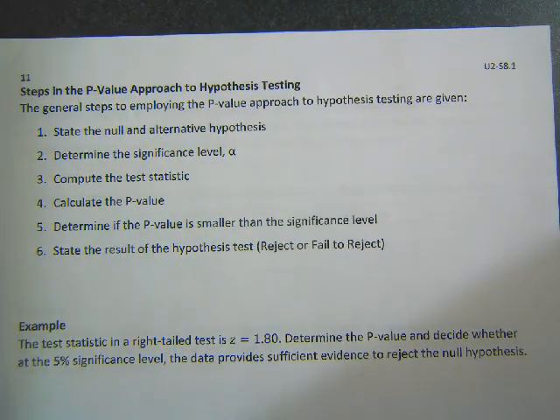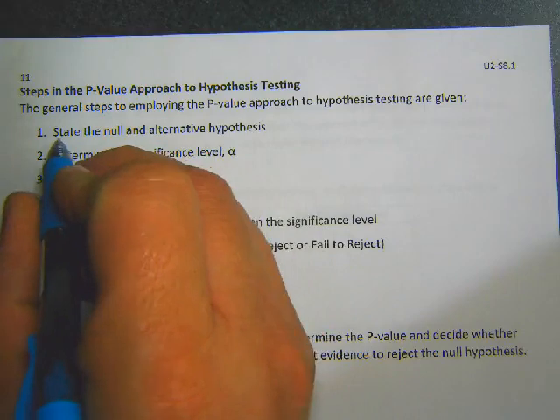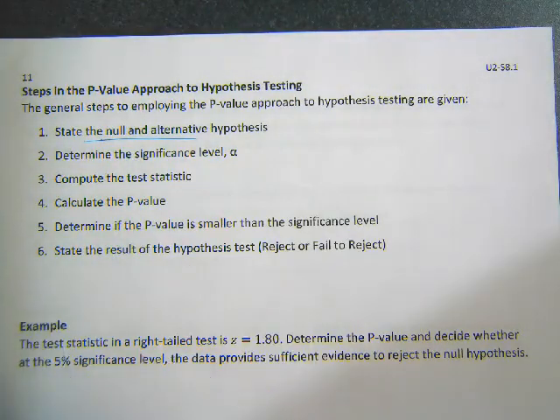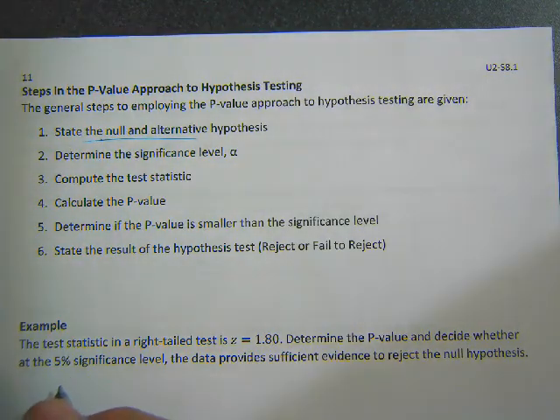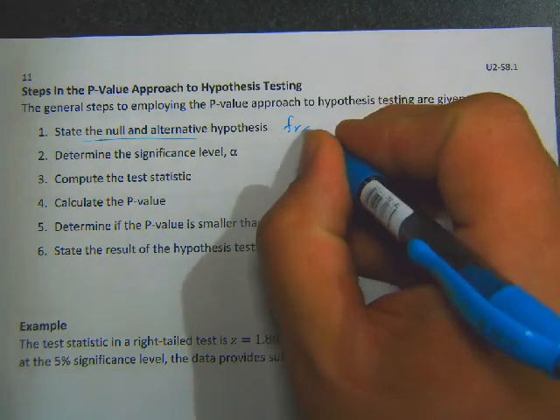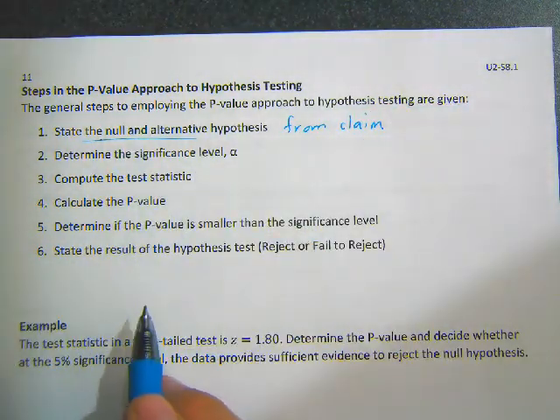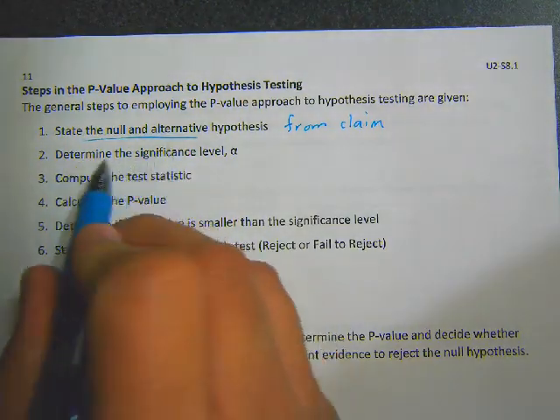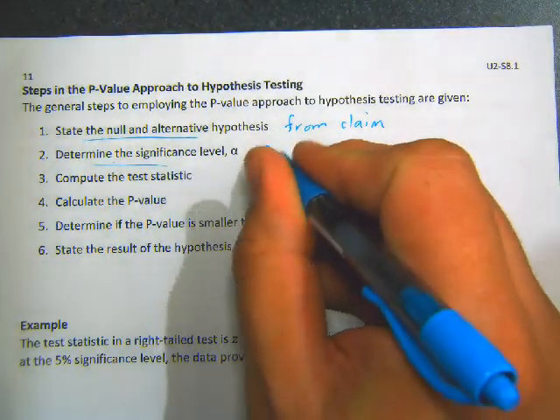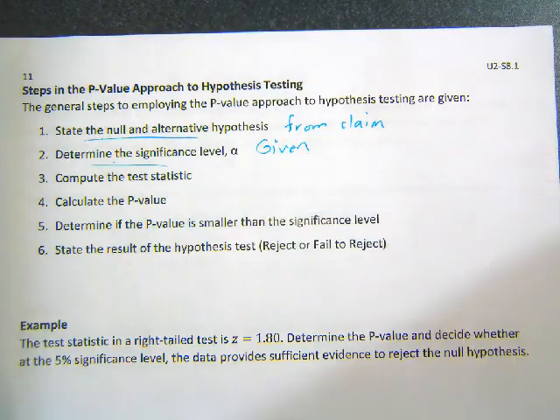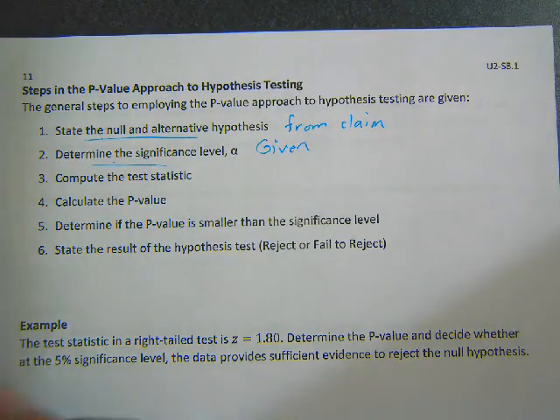A p-value test. So first off, just like last time, state the null alternative, right? And so we're going to start off with that. You have to figure out what those are. Again, those are from the claim. Just like if you're doing a critical value approach, it won't be any different for stating the null alternative. Next thing, again, determine the significance level. That is given. So it's not something you're really going to figure out. It's something you're just going to figure out from the question. Just look and see what they told you.